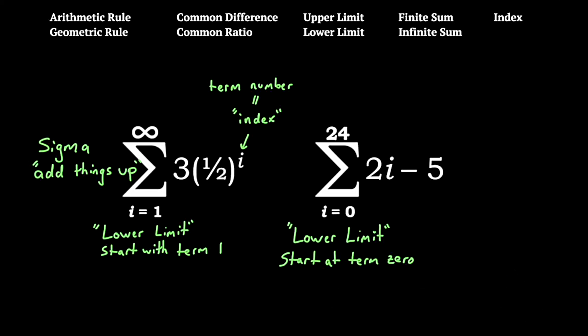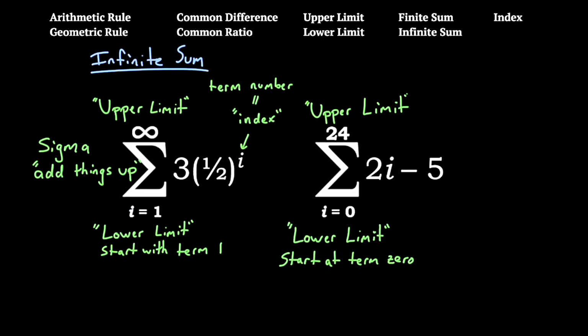On top of the sigma, we have the upper limit. The first one is infinity, the second one is 24. So we have lower limits and upper limits, and that just means that we're going to start by plugging in 1 as our first term, and then we'd plug in 2, and then 3, and we'd go all the way up to infinity. So we'd keep plugging numbers in infinitely. And that means that this whole thing is an infinite sum. The one on the right starts at 0, so you'd plug in 0 for the first term, and then 1, and then 2, and you'd keep plugging things in and writing the terms out until you get to the 24. But this one stops at 24, so we would call this one a finite sum.